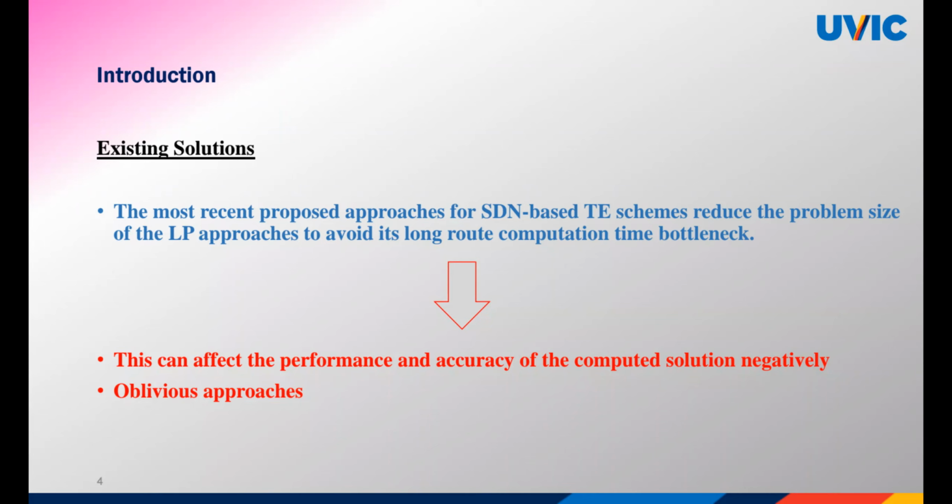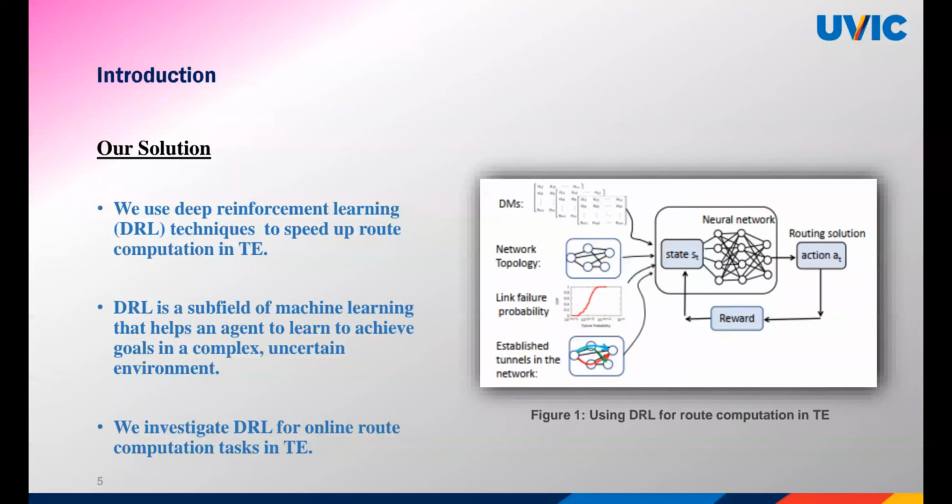In oblivious approaches, when selected paths mismatch the current traffic demands or network state, they may suffer a performance penalty. So it's not useful to overlook some parameters to make it easier to solve the problem. So because of these problems, we consider deep reinforcement learning techniques to speed up route computation in traffic engineering.